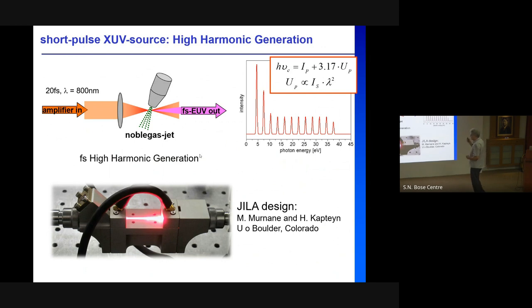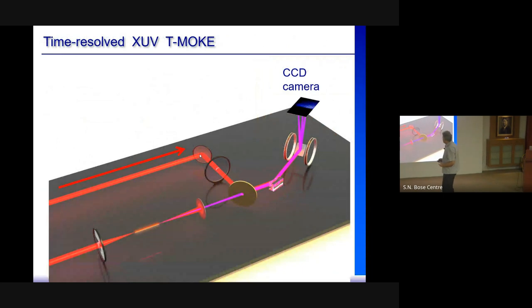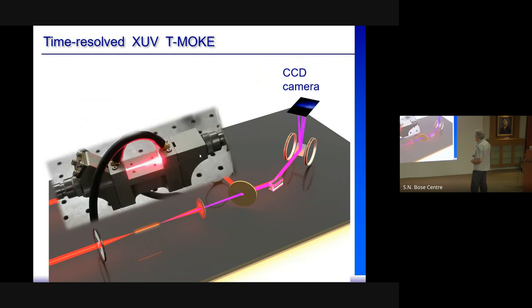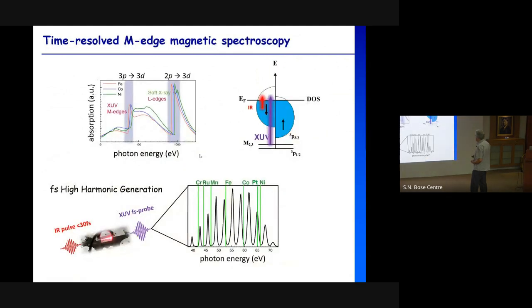We use this device also for surface science studies, and the gas load of this setup is, of course, much lower than when you have an open gas chamber, a huge chamber filled with gas at 10 to minus 3 millibar. So that's the setup. We have a pump pulse on the sample, and a probe pulse which goes through this hollow fiber. Then we just measure the signal on the CCD camera.